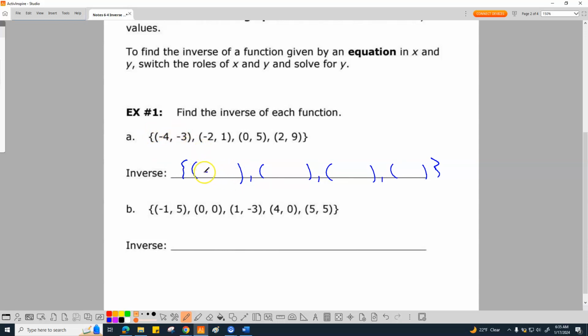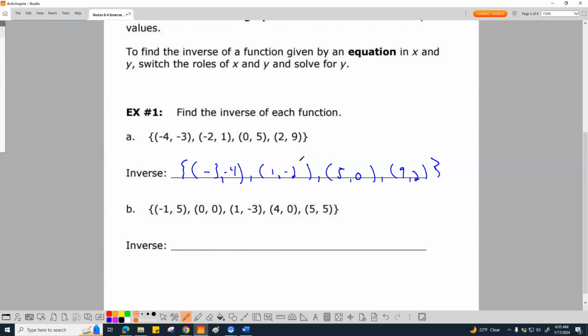What you do, you switch it. -3, -4. 1, -2. Look what I'm switching. 5, 0, and then 9, 2. And that's essentially that. That's really not that bad.